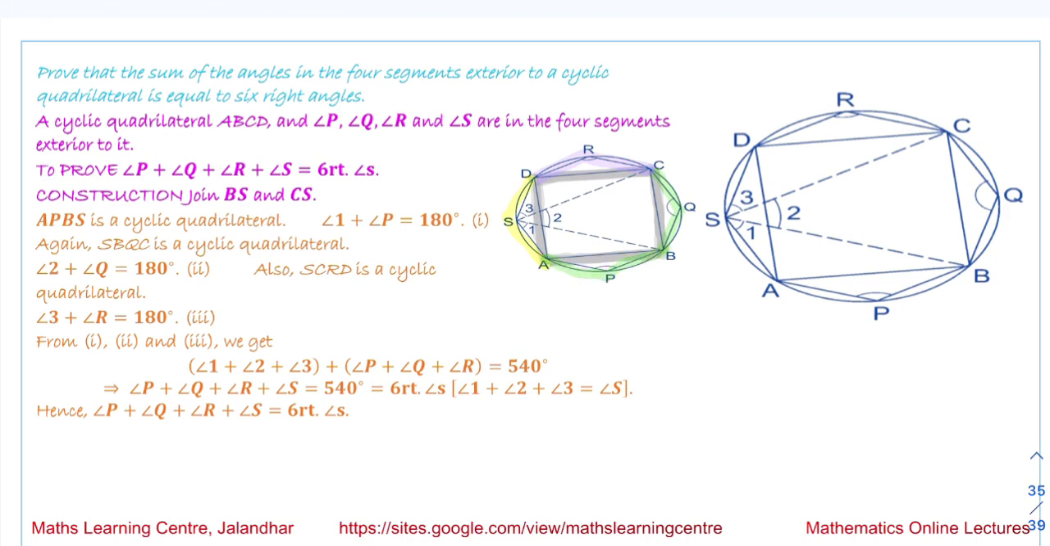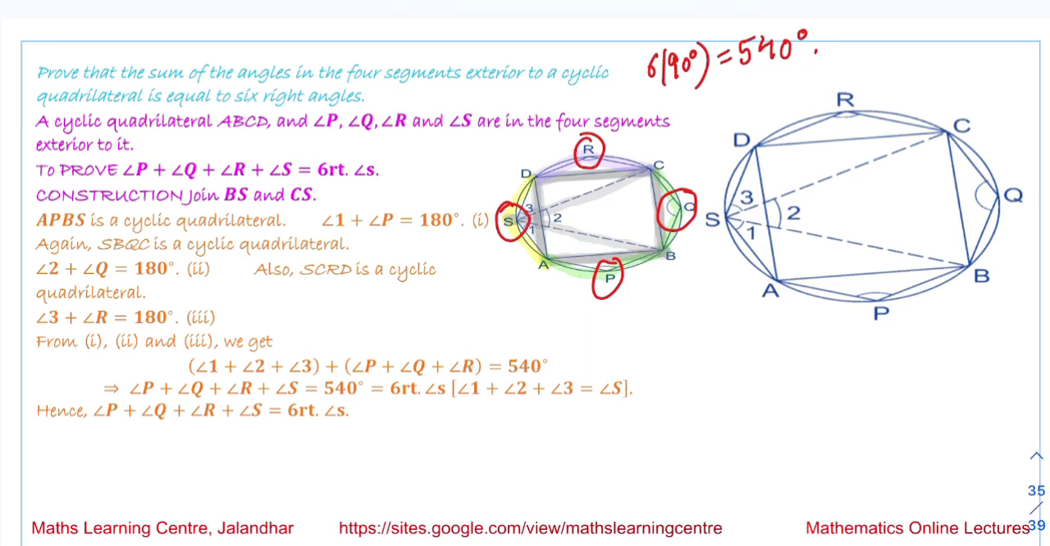So we have to prove that the sum of these angles R, S, P and Q, the sum of these 4 angles, is 6 times 90 degrees. 6 times 90 degrees means we have to prove that their sum is 540 degrees. So to prove this, we have done the construction over here, and we have joined the point C with S, and we have joined the point B with S.